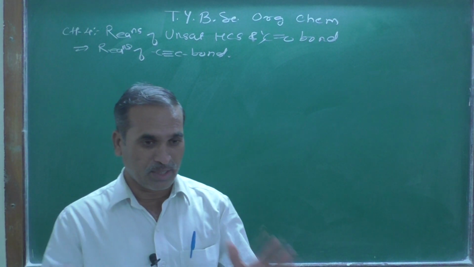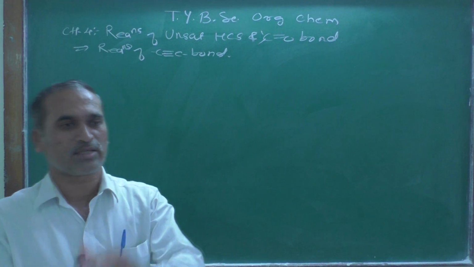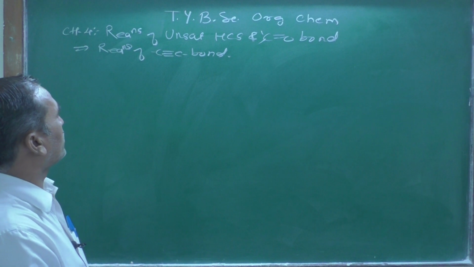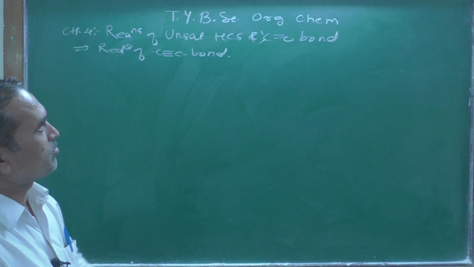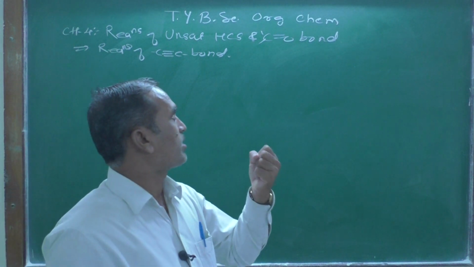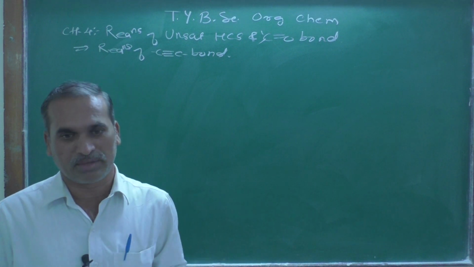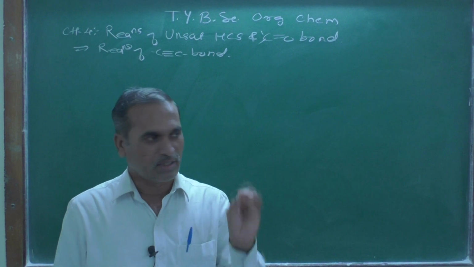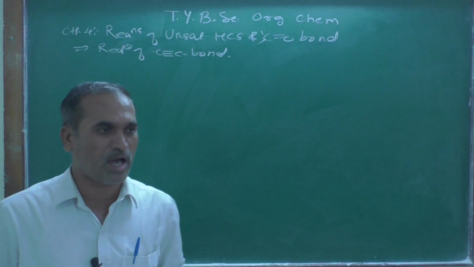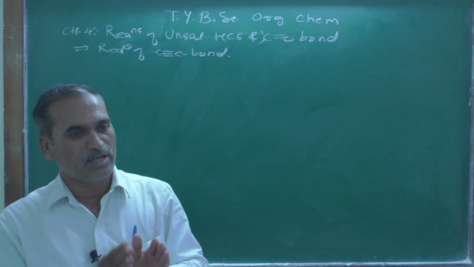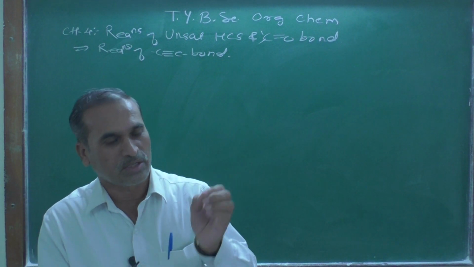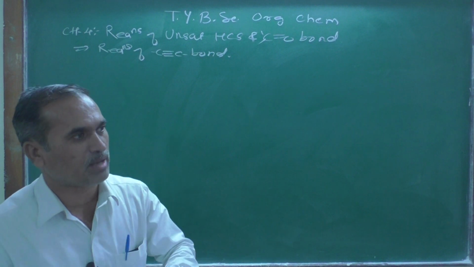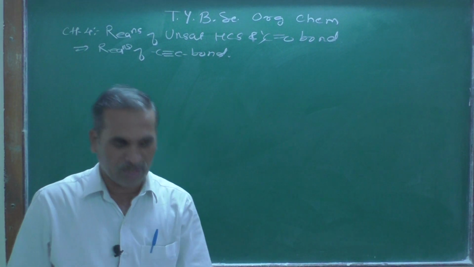carbon-carbon triple bond, because we are studying chapter number 4. The name of that chapter is reaction of unsaturated hydrocarbons and carbon-oxygen double bond. In that, so far we have learned reactions related to the carbon-carbon double bond, and now we are discussing the reactions related to the carbon-carbon triple bond.